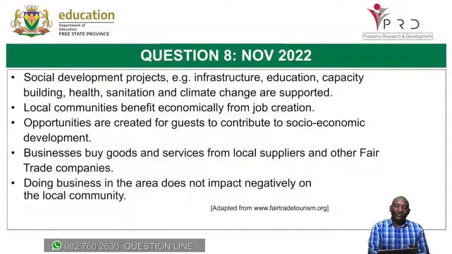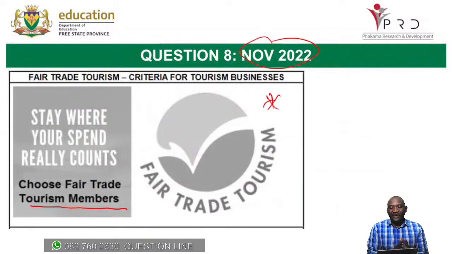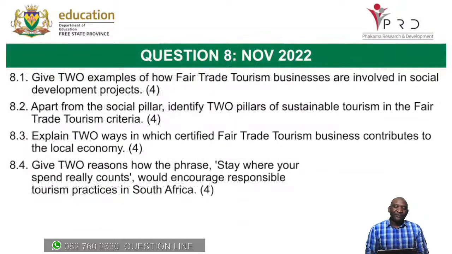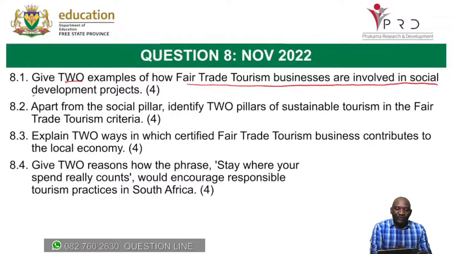community. So this question was basically saying that Fair Trade Tourism is encouraging tourists to spend their money where it really counts. And how does the money really count? The money really counts when the tourism business is able to fulfill some of the points that are actually given there. And then that place is actually certified as a place that does good tourism. And then there are questions that are given there. This is one of the most challenging questions that you really struggle about. But let's look at the questions that are given there. It says, give 2 examples of how fair trade tourism businesses are involved in social development projects.